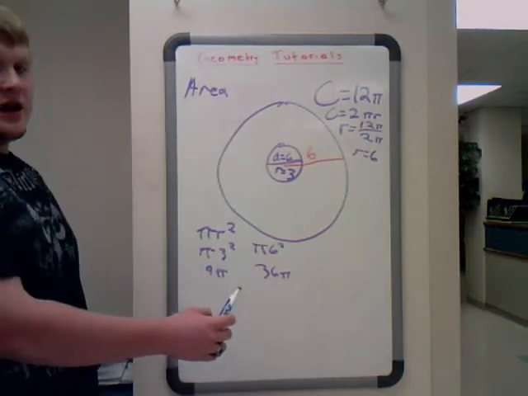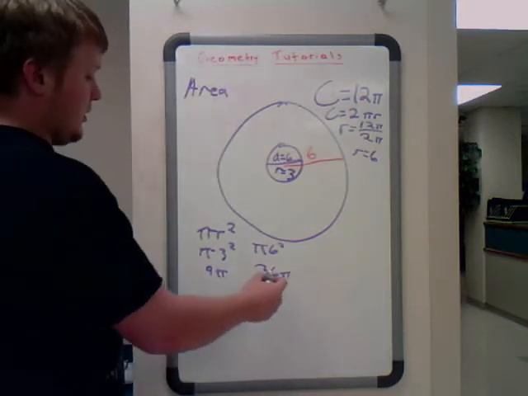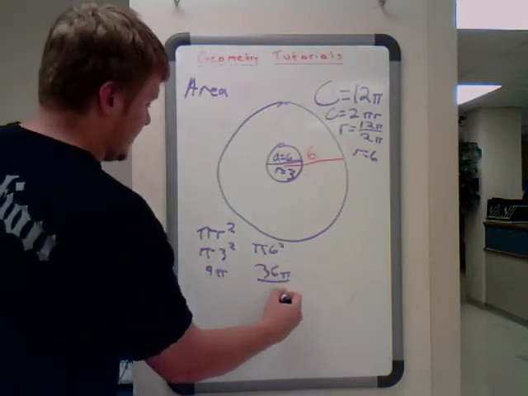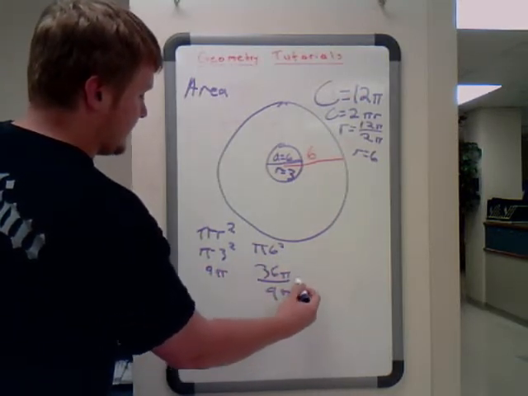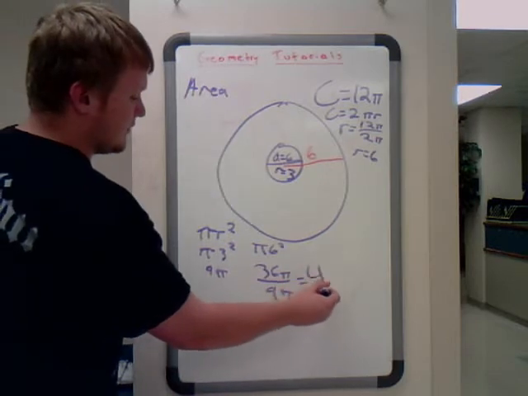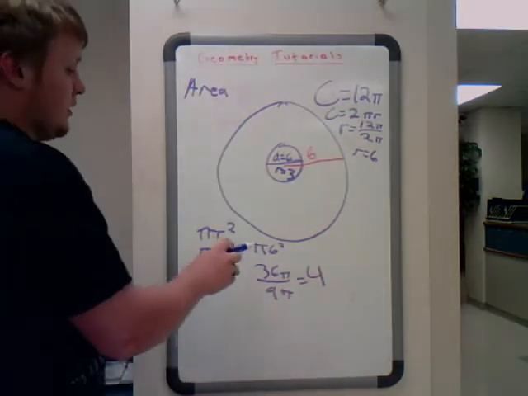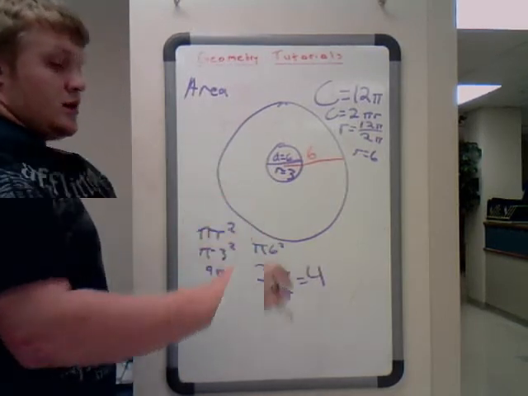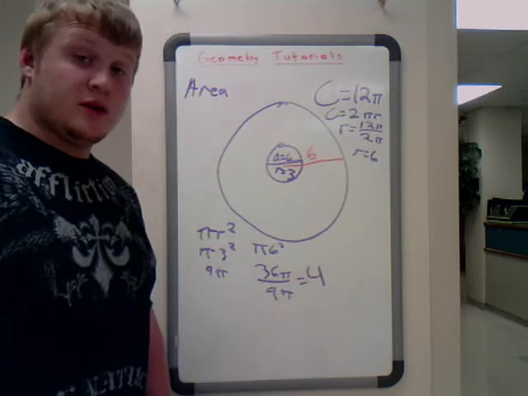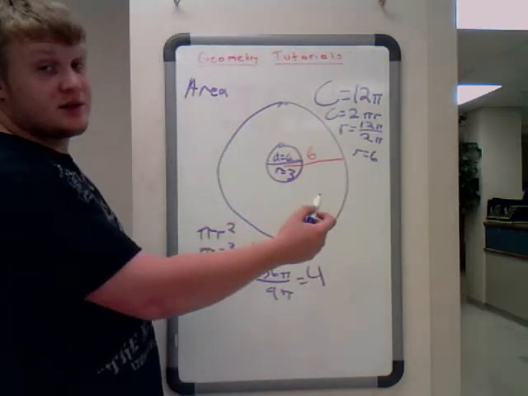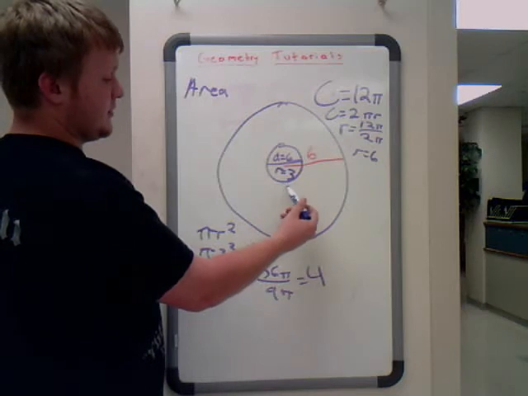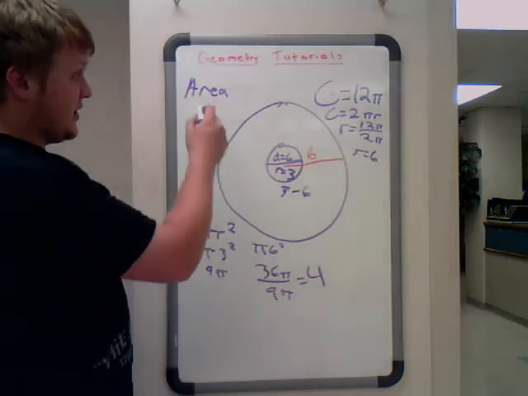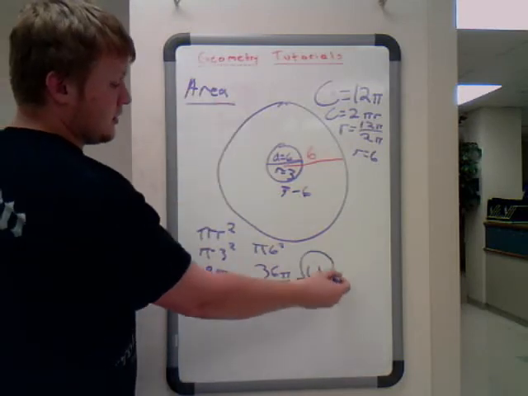Now, to find how they're similar, or the scale factor, in other words, you would take 36 pi and divide it by 9 pi, leaving 4. 36 over 9 is 4. Now, okay, now you know that when the radius of a circle is doubled, as in this case from 3 to 6, then the areas are quadrupled.